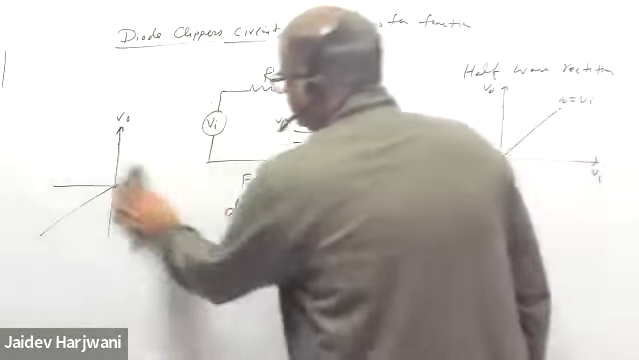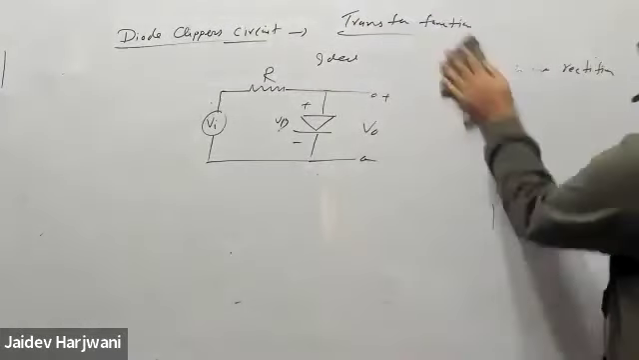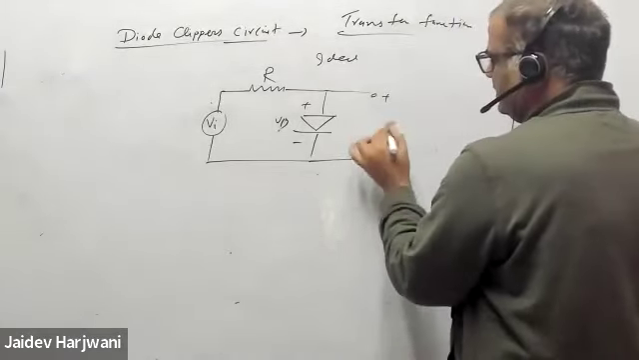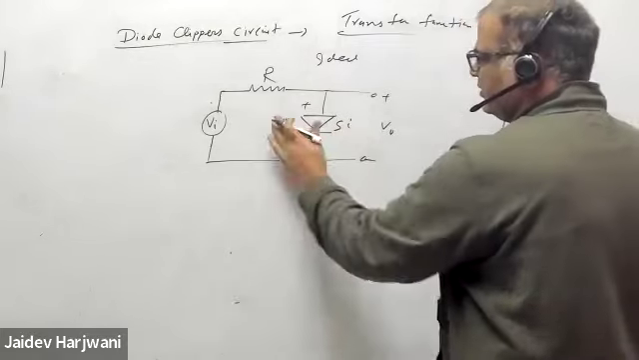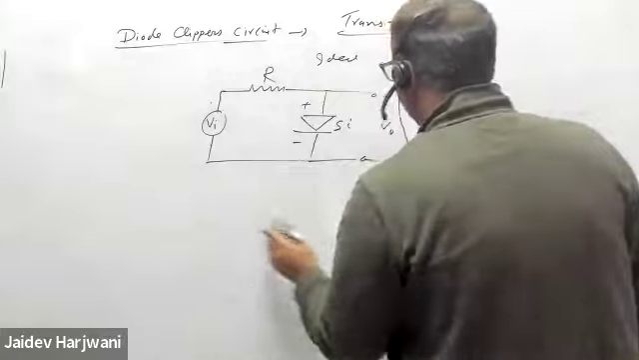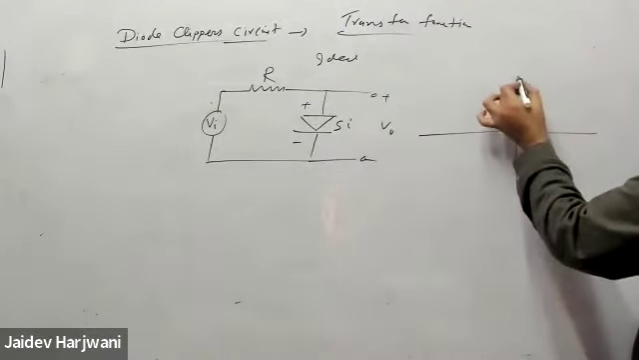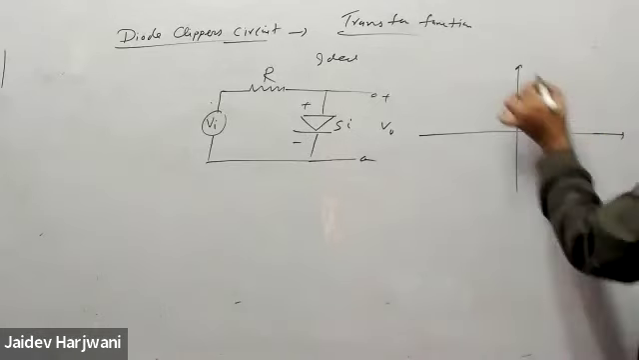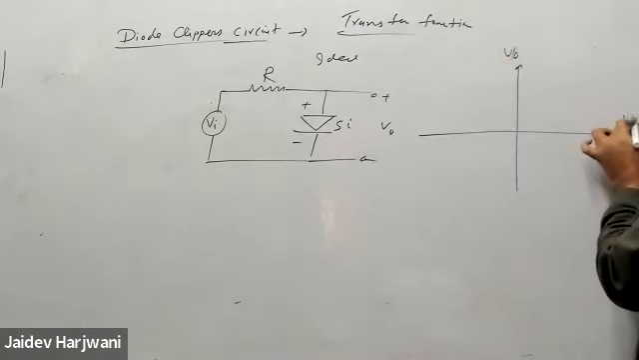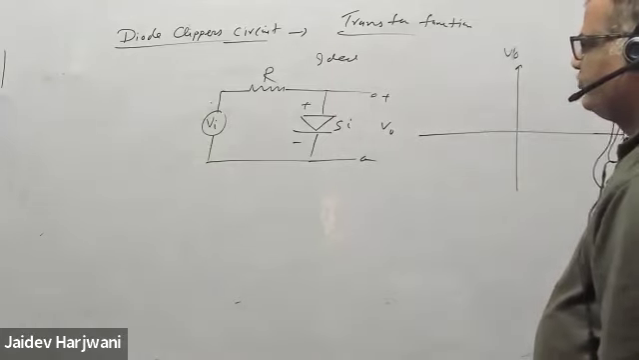Okay. So this time what I'm changing, say this is my silicon diode. Okay. So tell me now what should be the graph between V input and V output, V output versus V input.